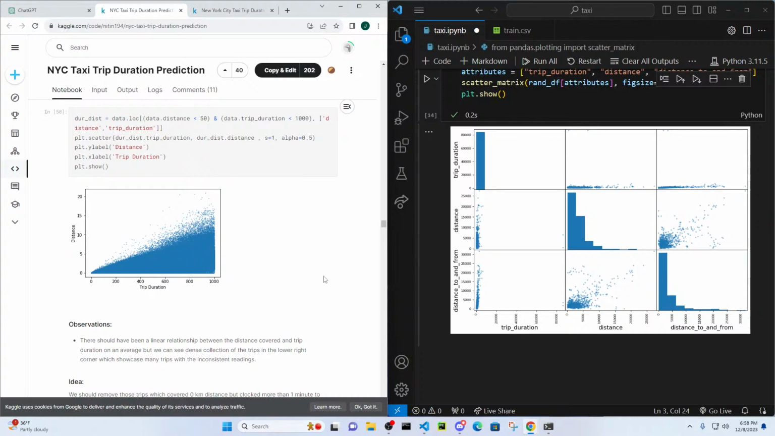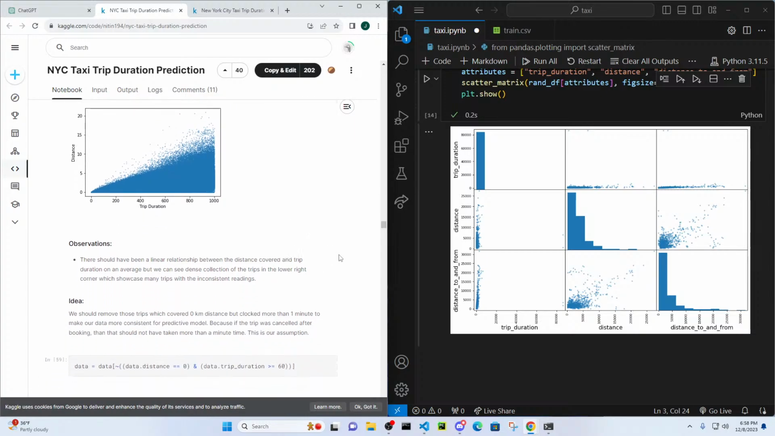Mm-hmm. Like the fact that New York City is just a high traffic area, and it's amazing that people will spend 20 minutes in a cab traveling almost no distance before they abandon. I have to believe that many of those trips ended with an abandon. That's crazy. I know. I know. And then this is just empty roads, right? It corresponds to highway speed limit, right? Yeah. All right. So we should remove those trips.